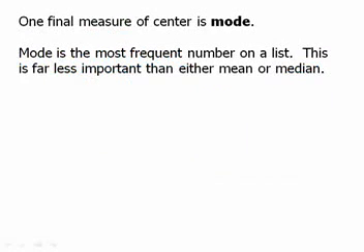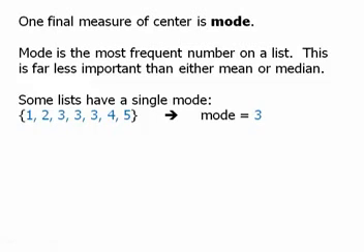One final measure of center is the mode. You often hear these 3 said together: mean, median, and mode. What's the mode? The mode is the most frequently appearing number on the list, the number that makes the greatest number of appearances. This is far less important than either the mean or the median, for a variety of reasons.